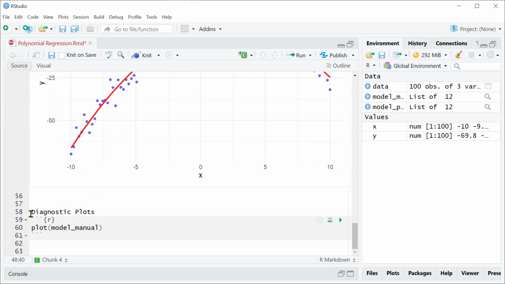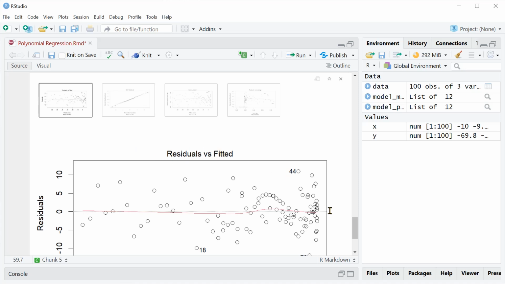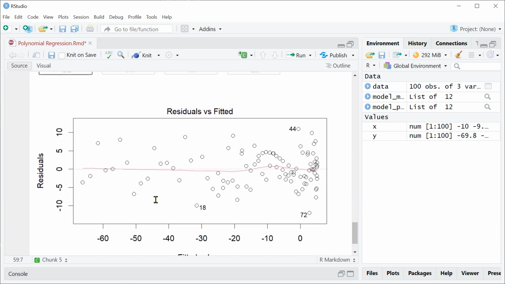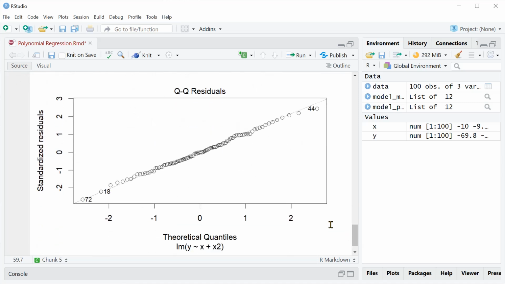Now let's go ahead and look at some diagnostic plots to see if the assumptions of linear regression are upheld by the model. So let's go ahead and look at residuals versus fitted, which shows that there aren't any patterns within the residuals that might be affecting the model. The QQ plot indicates that the data are normal as the data points fall across the line.